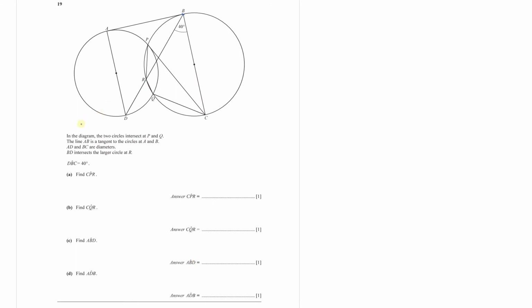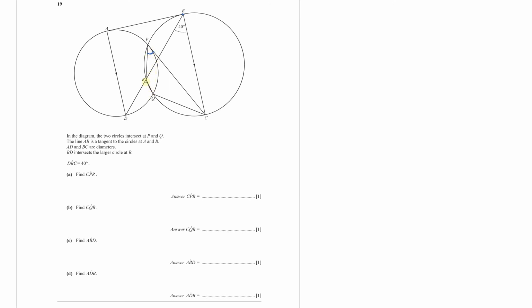Question 19: in the diagram, the two circles intersect at P and Q. The line AB is a tangent to the circles at A and B. AD and BC are diameters, so this is the diameter of this circle and this is the diameter of the other. BD intersects the larger circle at R, so DRB is a straight line. DBC is given as 40 degrees. Find angle CPR. CPR is this angle here.